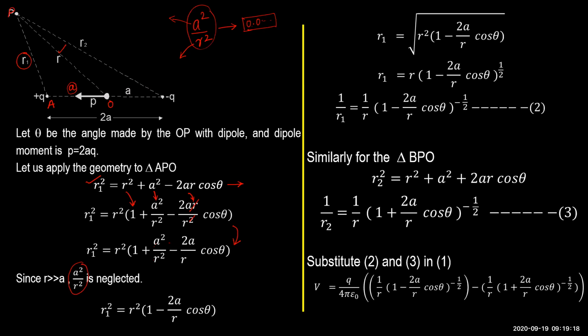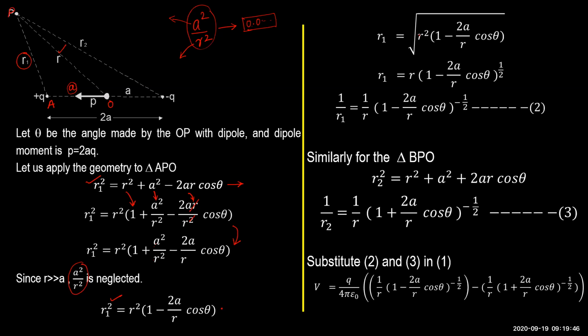Once A square by R square is neglected, then we get R1 square is equal to R square into 1 minus 2A divided by R cos theta. Okay, we get one step. Now you remove this square. When you remove the square, square root will come on the entire RHS.